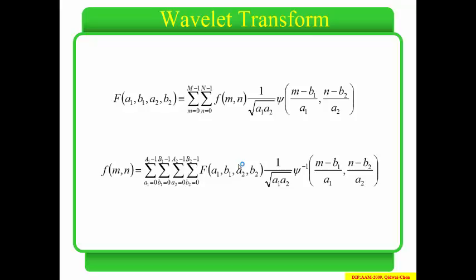This is the original image, f of m,n, and this is the result of the transform. And this is the inverse of the wavelet transform. So this is the transformed image, and this is the resulting image from the inverse wavelet transform. And this is what is called the discrete wavelet transform. Discrete wavelet transform. And this is the type of transform that is applied on images, in fact.